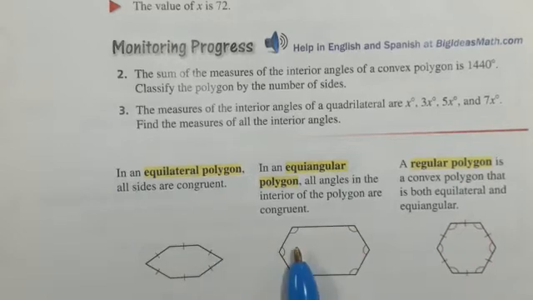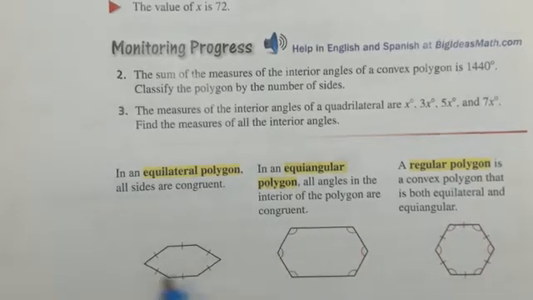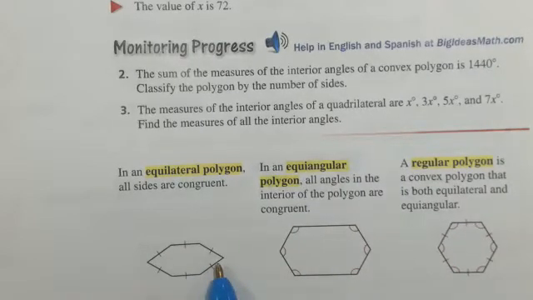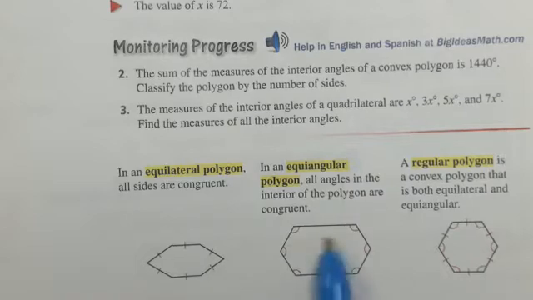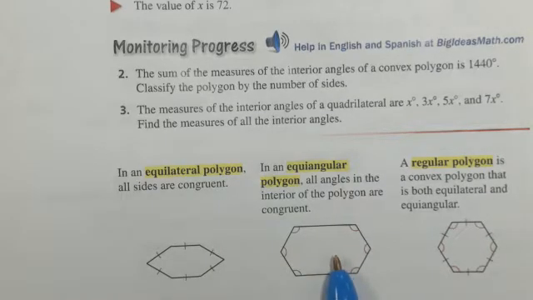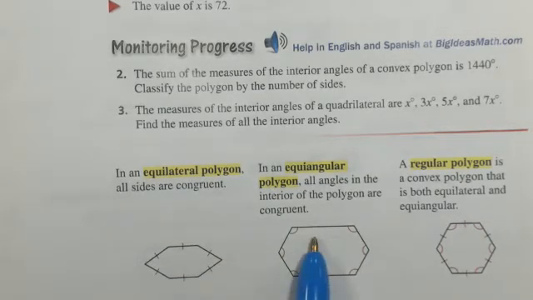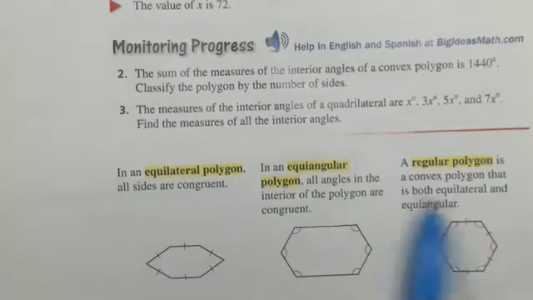Where they're different is that when you have an equilateral polygon, the angles are not typically congruent. Sometimes they are. They don't have to be though. Same thing with an equal angular polygon. The angles can be congruent, but that doesn't mean the sides are. Whereas in a triangle, if the sides were congruent, the angles were also. It's a little bit different here. It can be just either or it could be both.